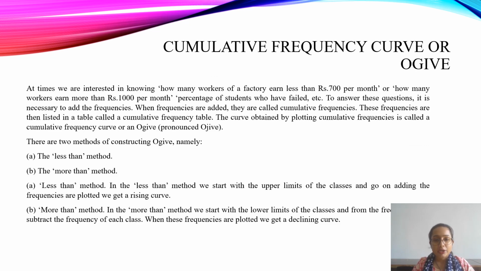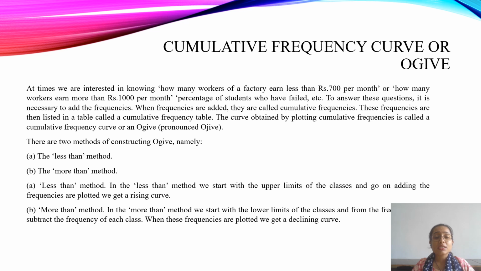Then the second one, the cumulative frequency curve, or we can say ogive. At times, we are interested in knowing how many workers of a factory earn less than rupees 700 per month, or how many workers earn more than rupees 1000 per month, the percentage of students who have failed, etc. To answer these questions, it is necessary to add frequencies.